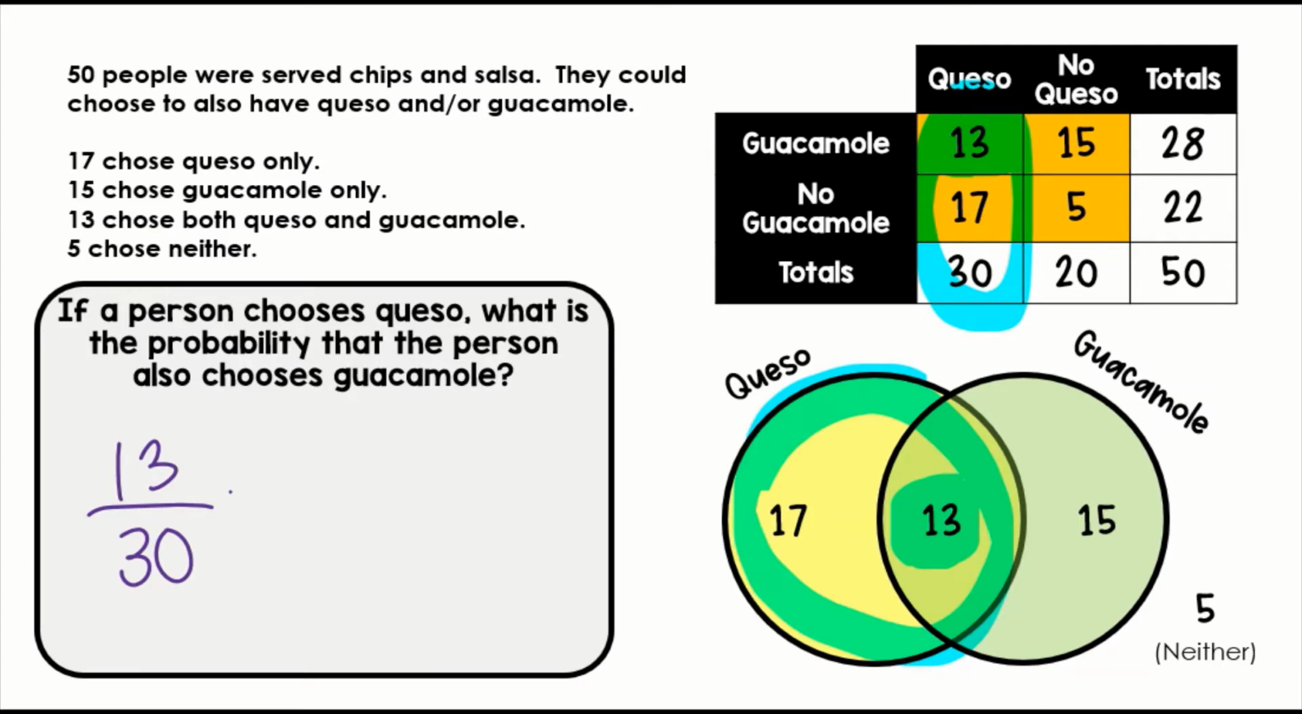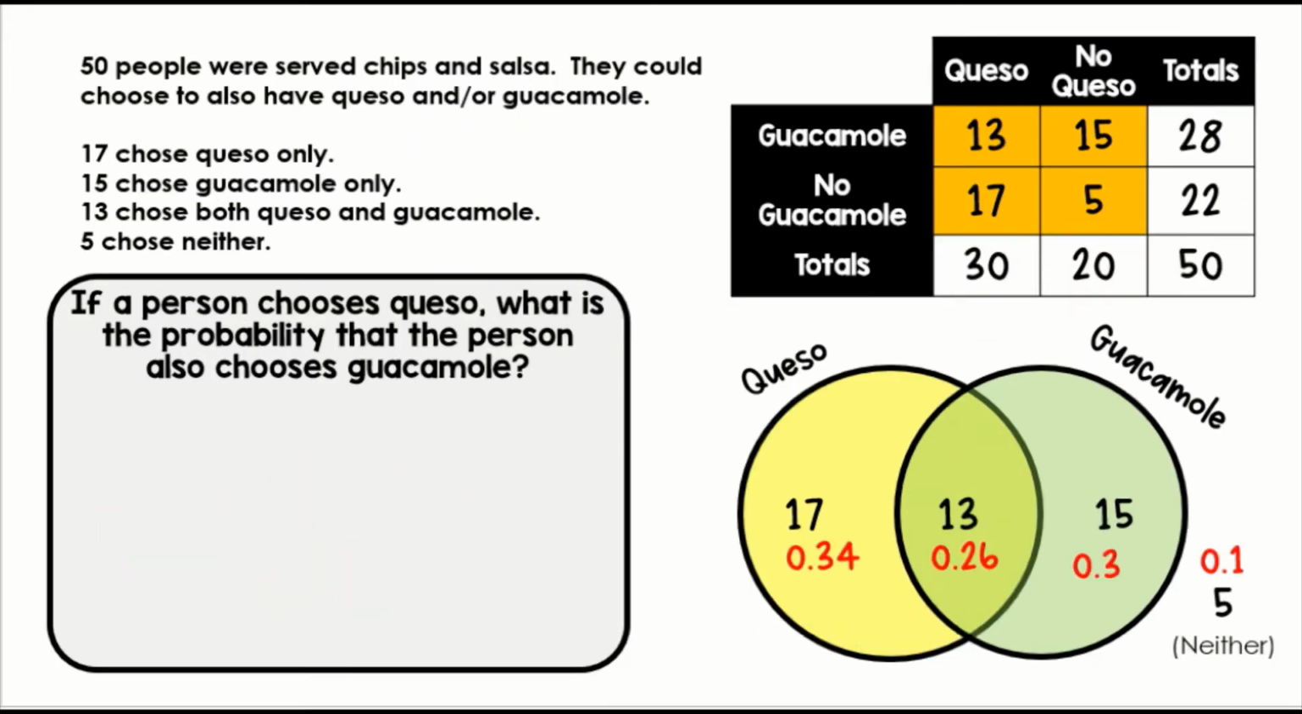So we could also write this as a percent or as a decimal. What we're saying here is that a person who chooses queso has a 43.33% chance of also choosing guacamole. Let's look at one other way you may have thought about this question.